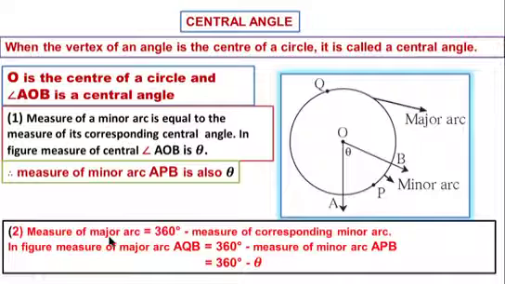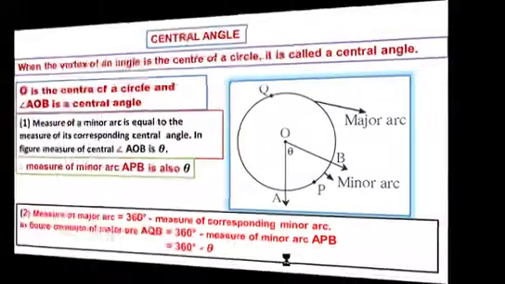Measure of a major arc is 360 minus the measure of the corresponding minor arc. In the figure, the measure of major arc AQB is equal to 360 minus the measure of minor arc APB, that is 360 minus theta. Measure of a semicircular arc, that is of a semicircle, is 180 degrees. Fourth, the measure of a complete circle is 360 degrees.